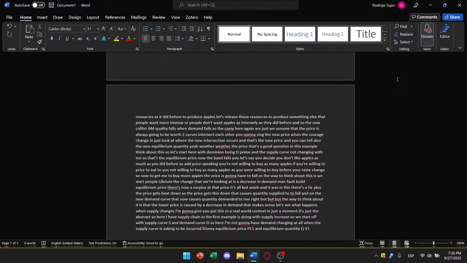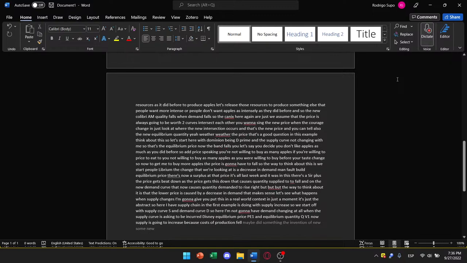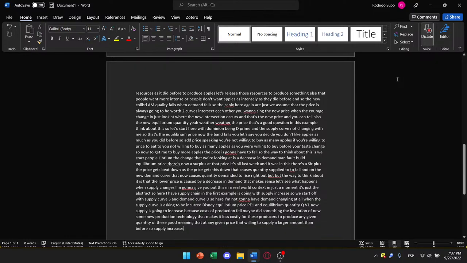Now supply is going to increase because cost of production fell. Maybe it's been the invention of some new production technologies that makes it less costly for these producers to produce any given quantity of this good. Meaning that at any given price, they're willing to supply a larger amount than before. So supply increases. This good has become more abundant than it was before.